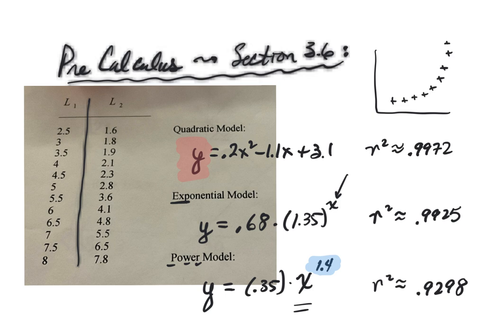And so, of course, one of the questions we'll often ask then is which of the models is the best fit? And it's going to be the one with the largest r squared. And you can see the largest r squared belongs to the quadratic. So the quadratic then would be the best fit of these three, at least, of these three choices. That would be the best fit.